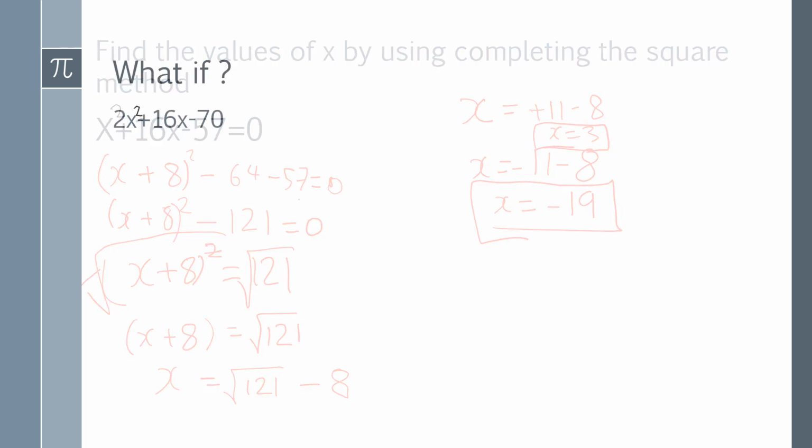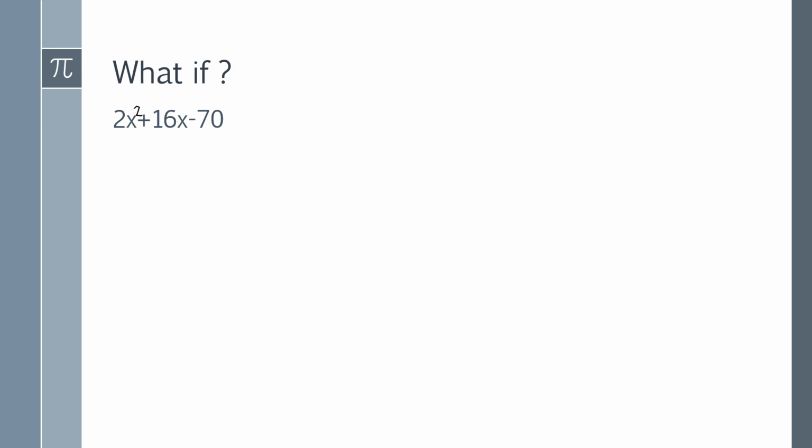Now what if there is a number in front of x squared? It's simple. You do the same thing. All you have to do at the beginning is just factorize it. So you put 2 outside, so 2 times x squared plus 4x minus 35. And then you do the same thing, the completing the square method, to this.